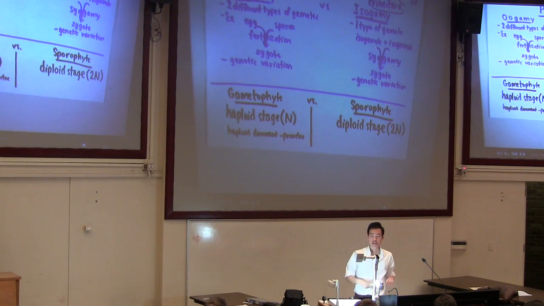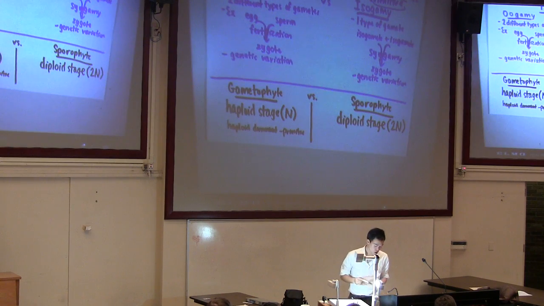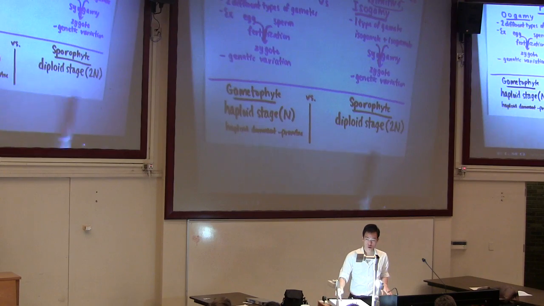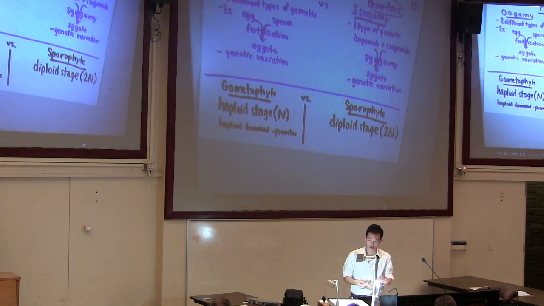What's the benefit of being diploid versus haploid? Being diploid gives you 2 copies of every gene, right? So you can mask a lethal recessive gene. Being diploid dominant allows you to mask a recessive lethal gene, right? Okay, so this is really important. Don't forget, gametophyte is haploid, sporophyte is diploid.